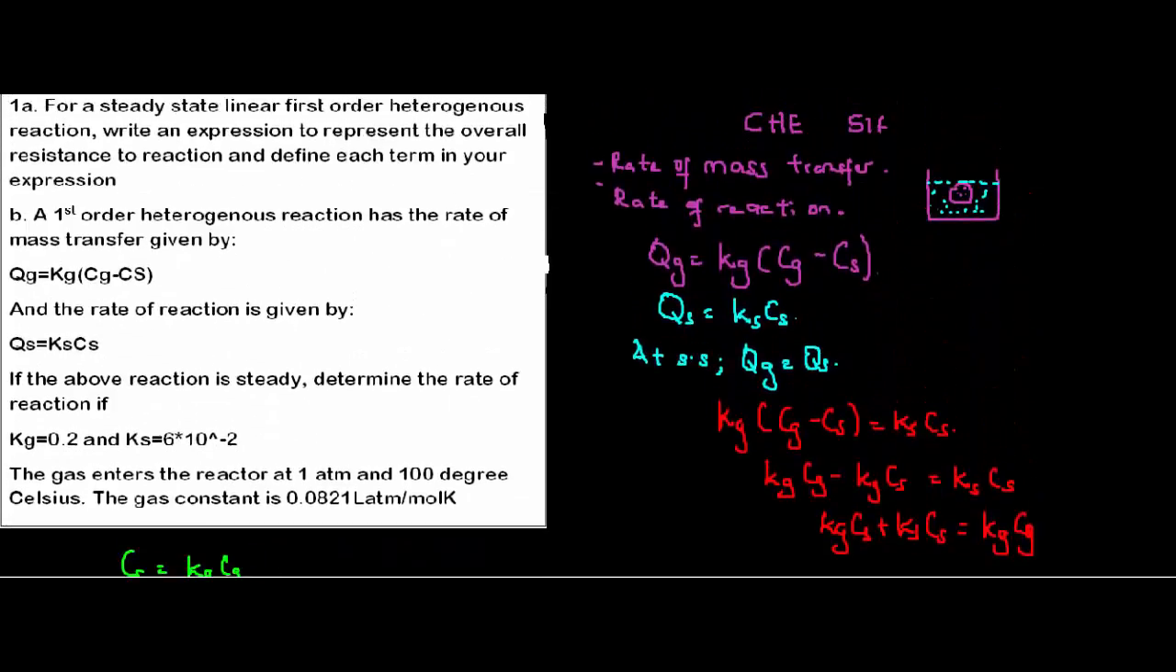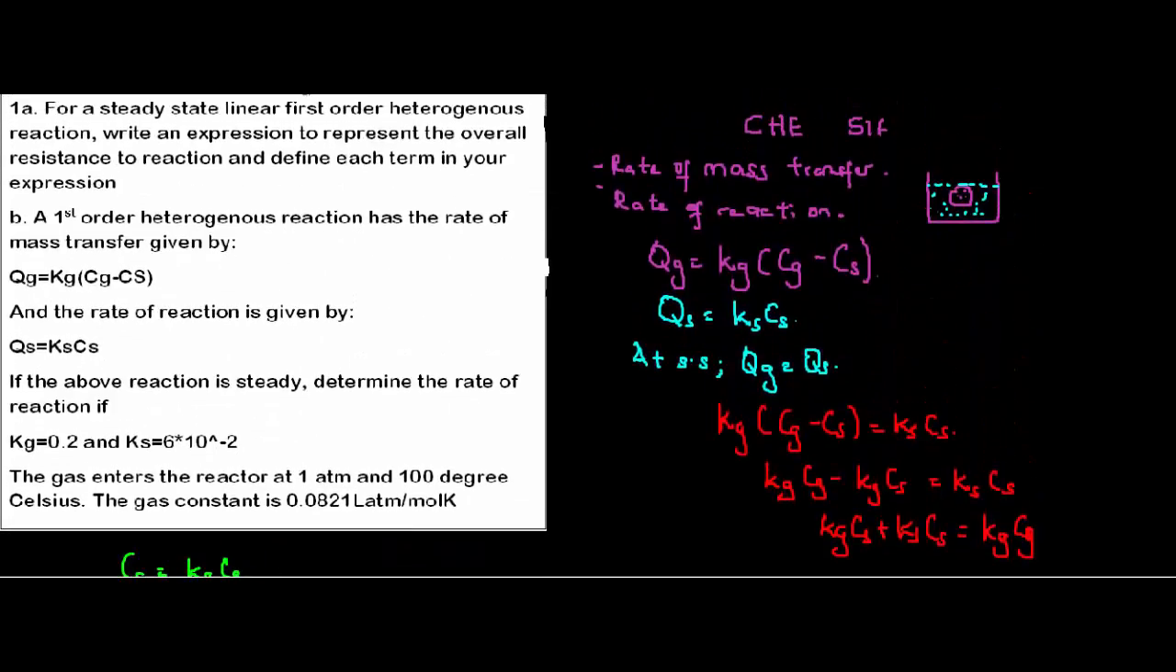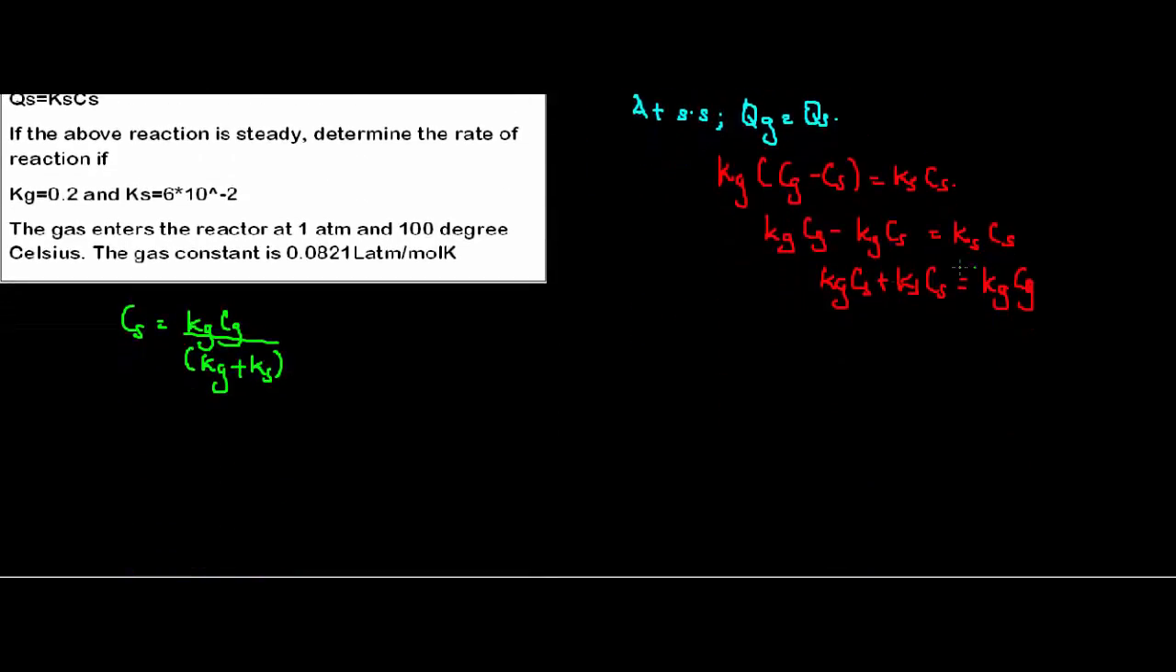I'm trying to derive what I got. Now, they said write an expression to represent the overall resistance. Kg and Ks are the mass transfer coefficient and the rate coefficient, like your normal K that you know from minus R equals Kc, the rate constant. The Ks is the rate constant, while the Kg is the mass transfer coefficient.